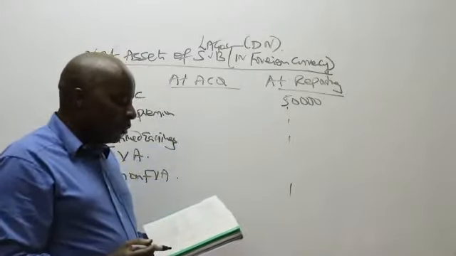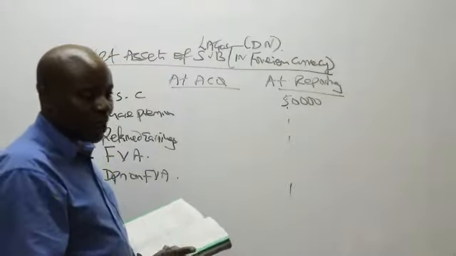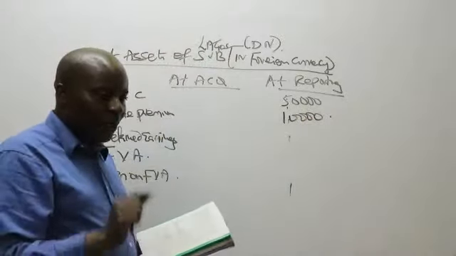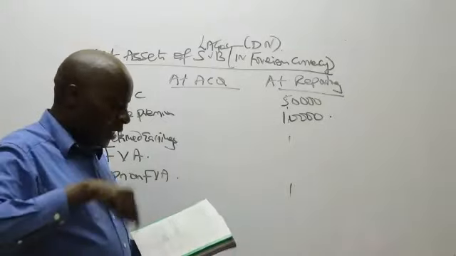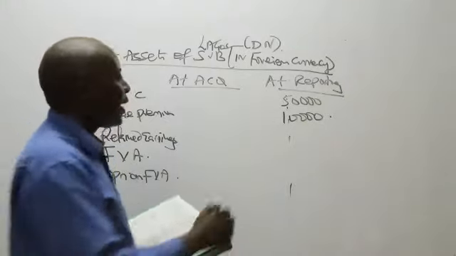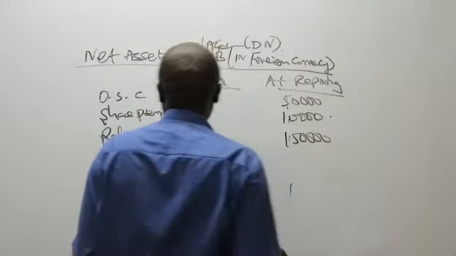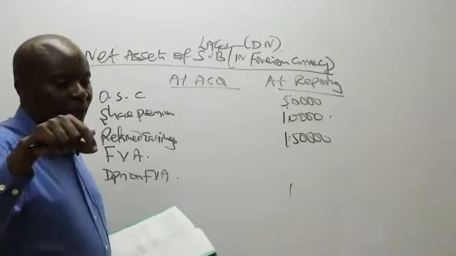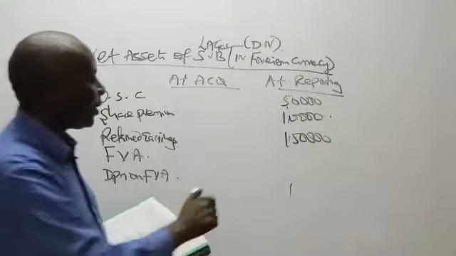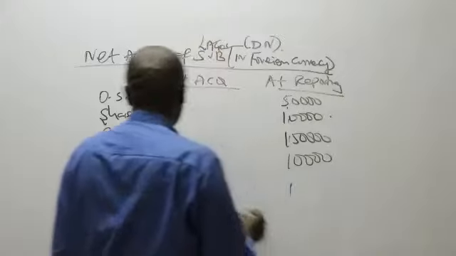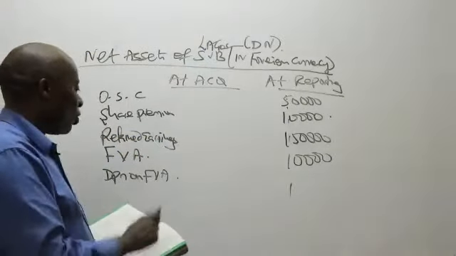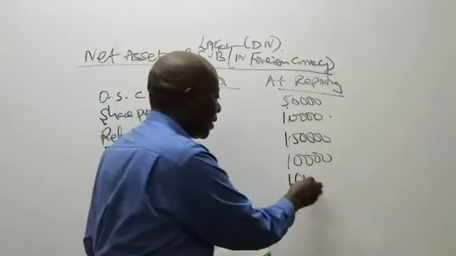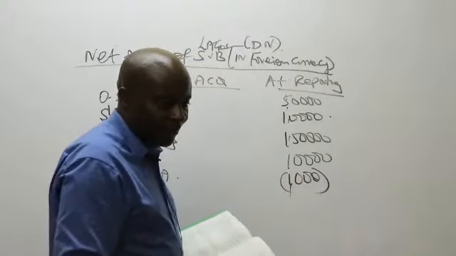Share premium, how much are you able to see for share premium for Lagos? Thank you very much, Meshach. 10,000. Very good. Are you able to see the retained earnings for Lagos? 150,000. Are you able to see the fair value adjustment of Lagos assets? 10,000. Thank you very much. How about the depreciation on fair value adjustment that we got? Do you remember depreciation? It's 1,000. But remember, this is something you deduct.